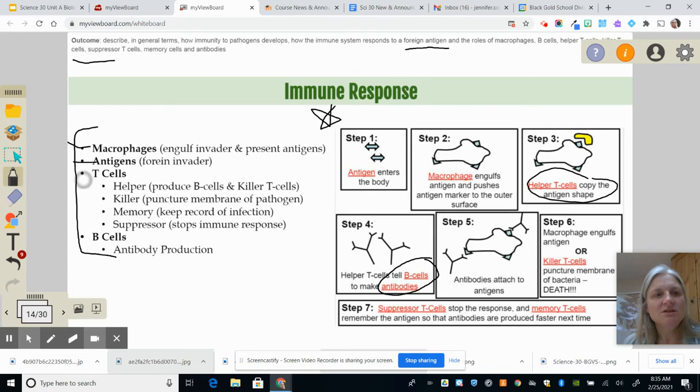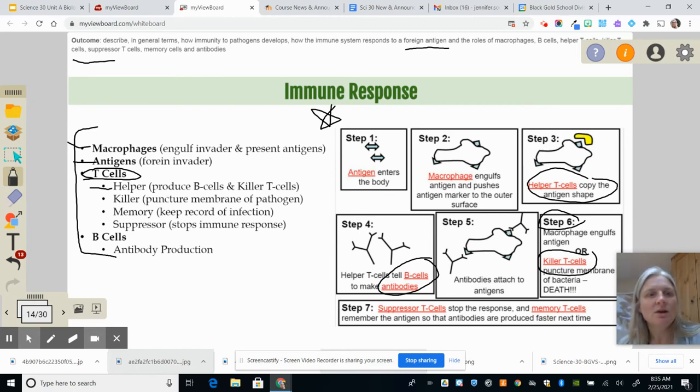So we're talking about T cells. I've listed all the different types of T cells here together. So there's our helper T cells, and they're helping get those B cells going. So the antibodies then go in and attach to the antigens. And then step 6, the macrophage either engulfs the antigen, or those killer T cells come in and start puncturing the membrane of the bacteria to death.